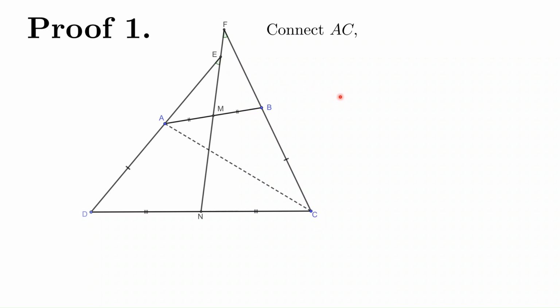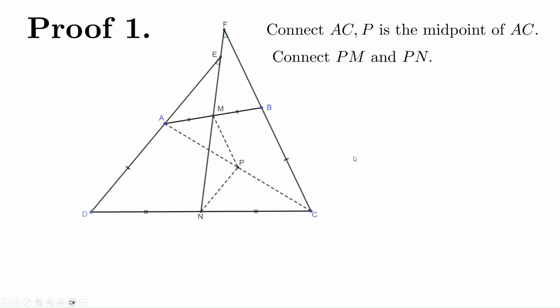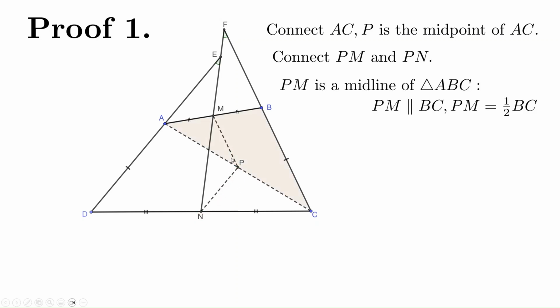First, connect diagonal AC and take the midpoint of the diagonal as P. Now, we have three midpoints. M is the midpoint of AB, P is the midpoint of AC, N is the midpoint of DC. Connecting PM and PN. Therefore, PM is the midline of triangle ABC. As a result, PM is parallel to BC, and the side length of PM is one half of the base, PC.